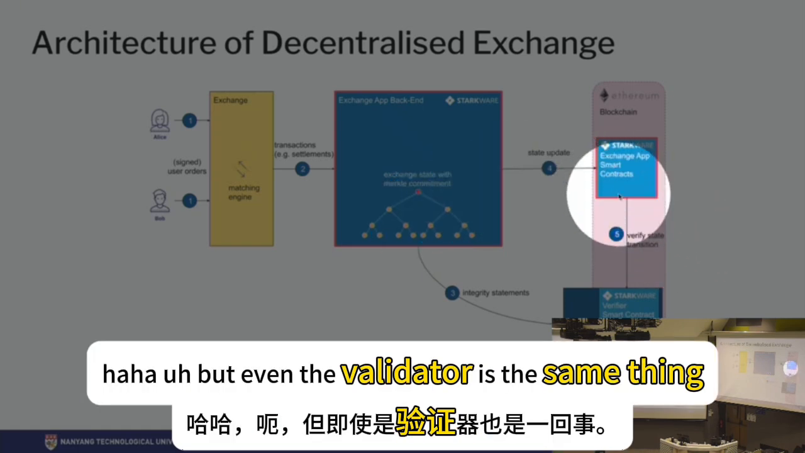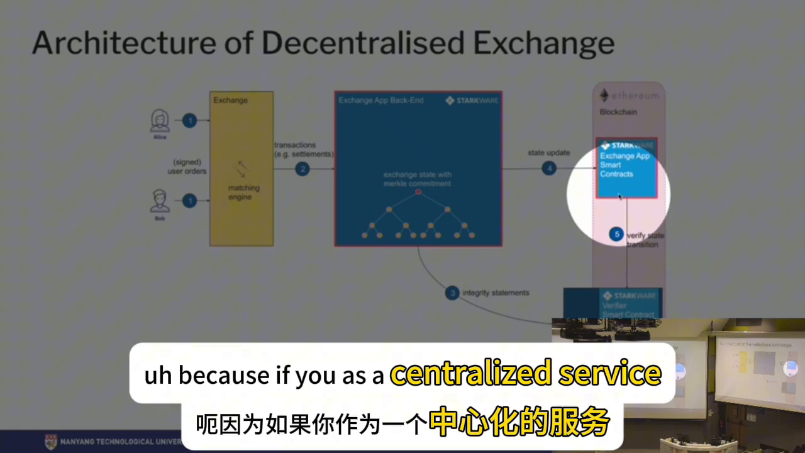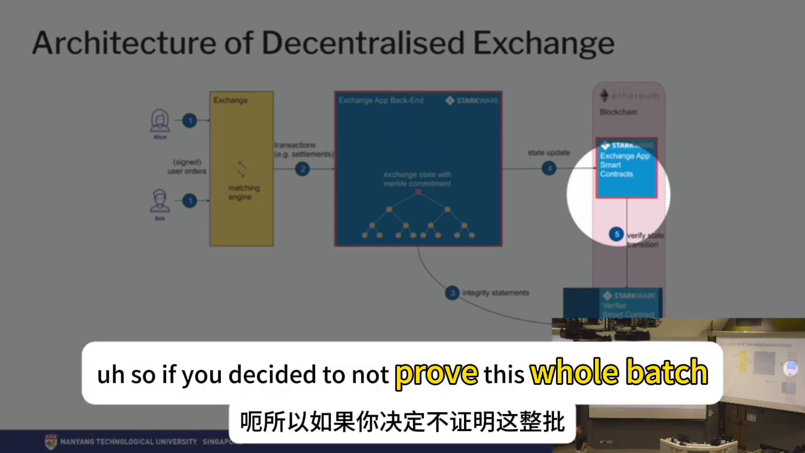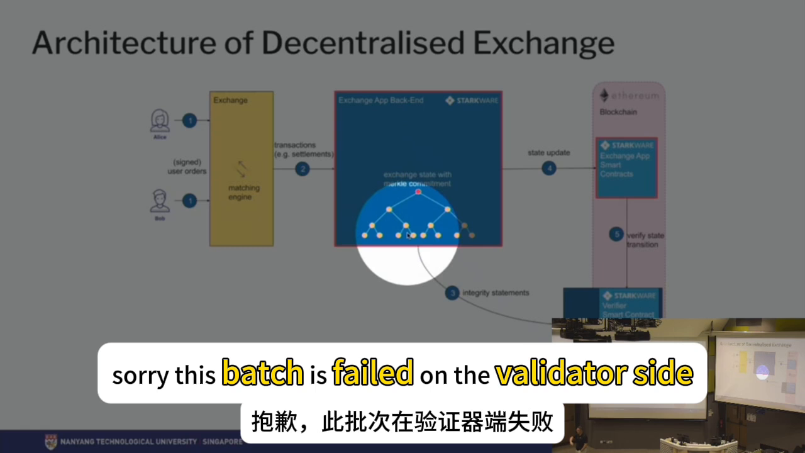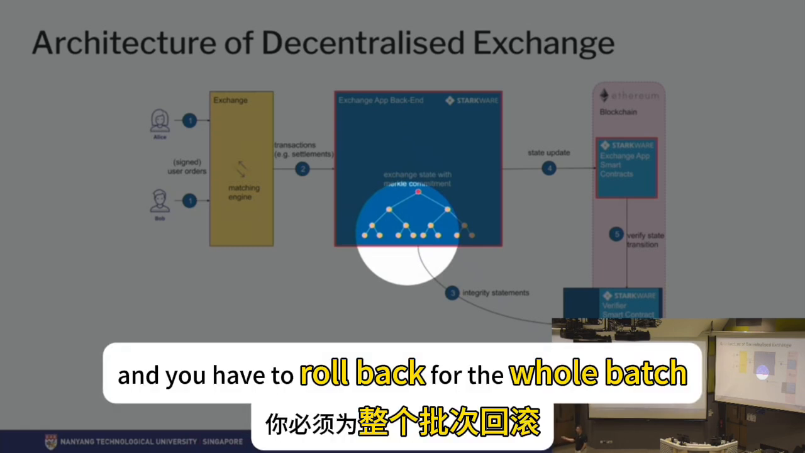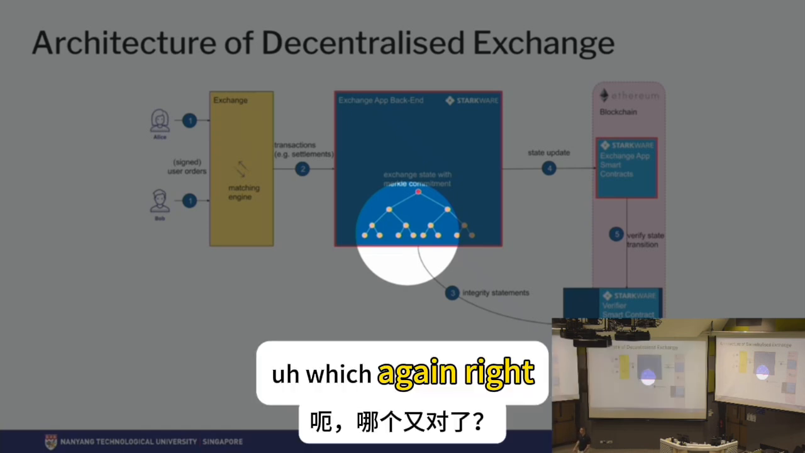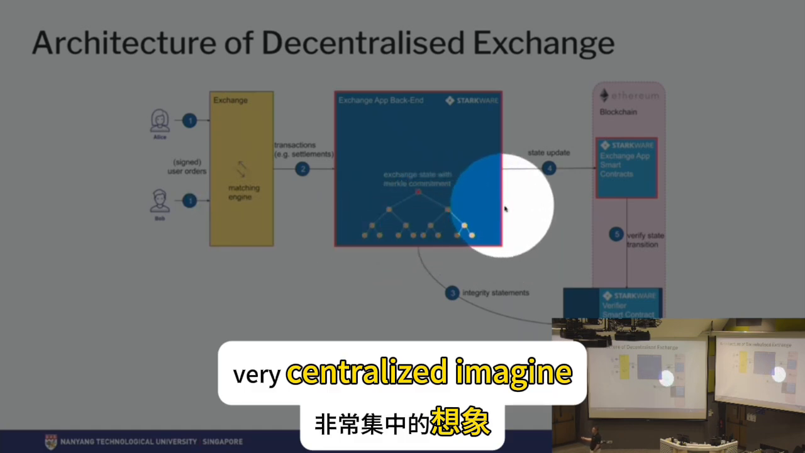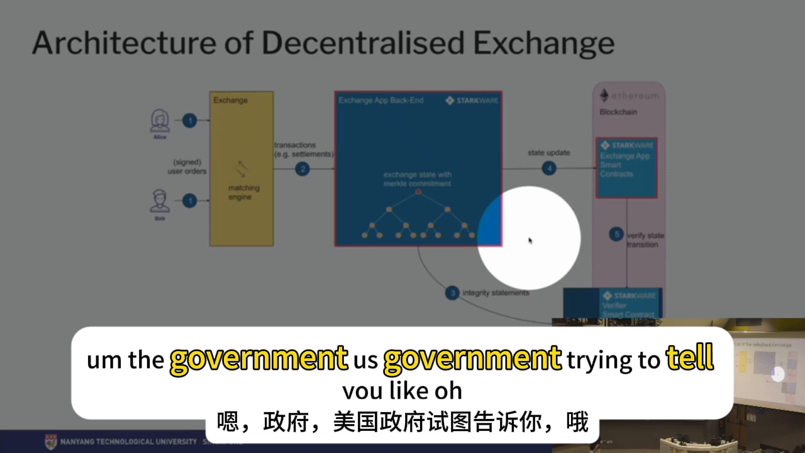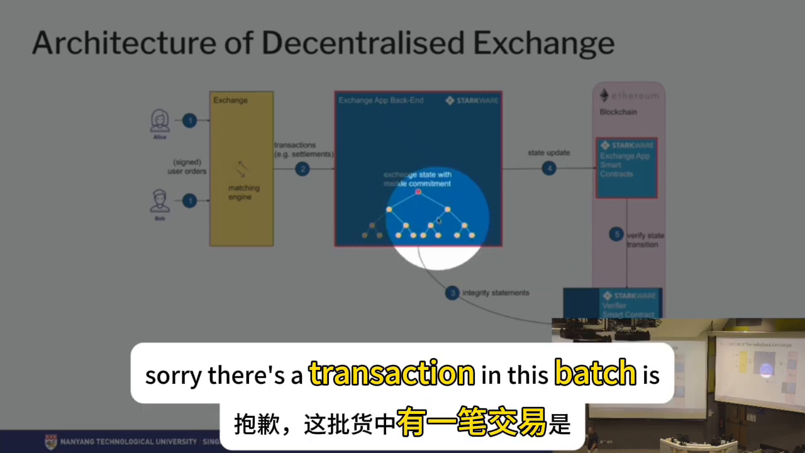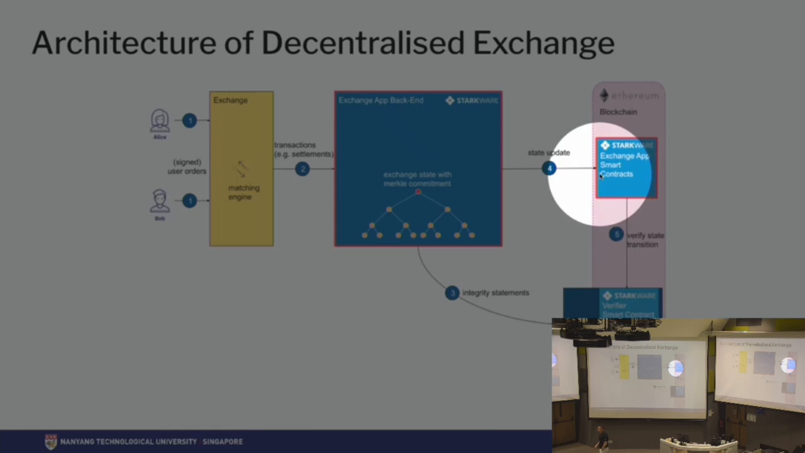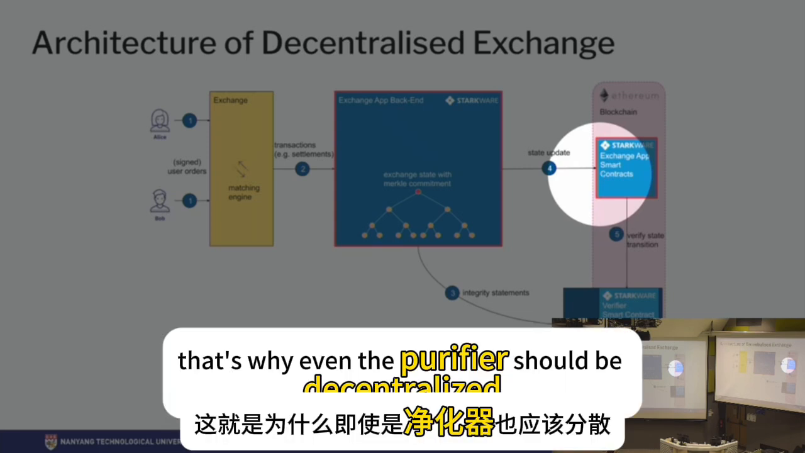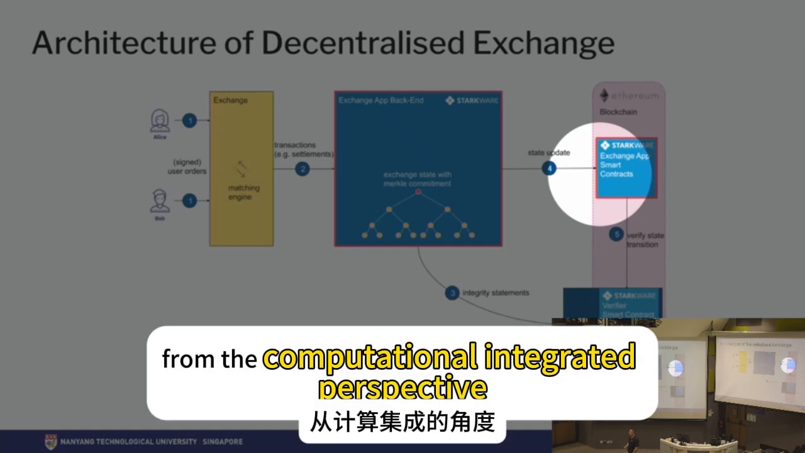But even the prover is the same thing, because if you have a centralized service, it's actually happening now. If you decide to not prove this whole batch, you can just tell the sequencer, sorry, this batch failed on the prover side. And you have to roll back the whole batch, which again is very centralized. Imagine the US government telling you, sorry, there's a transaction in this batch that is not valid, I want you to take it down. For a centralized prover, you can do that. That's why even the prover should be decentralized from the computational integrity perspective.